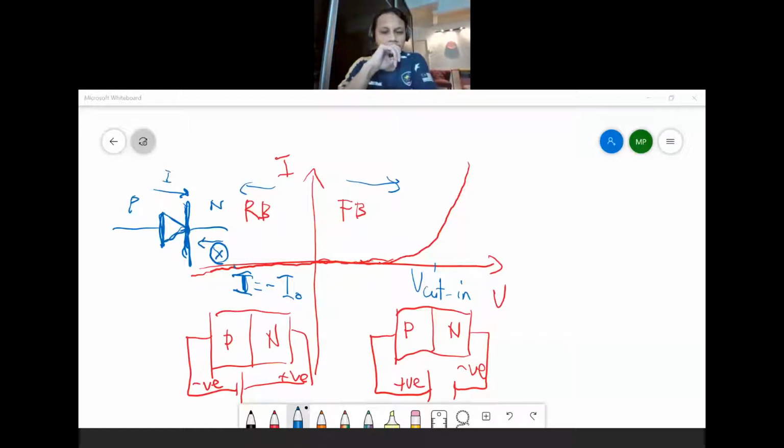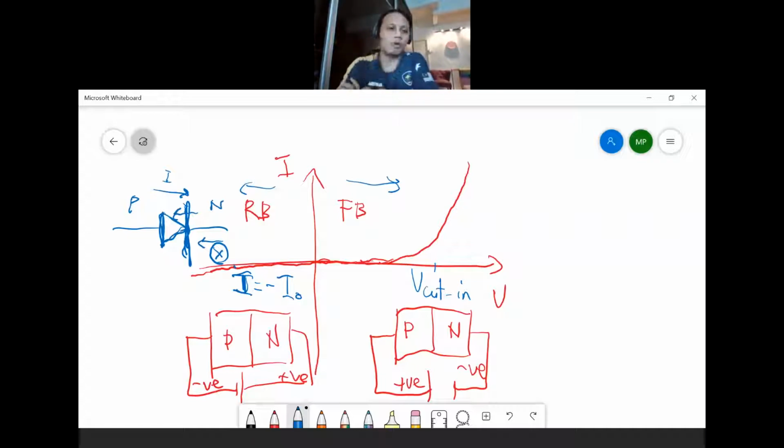Leakage current, right? I naught is leakage current. So that means even though the diode allows the current to flow in one direction only, we also have a small amount of leakage current flowing in the opposite direction, right? So it's not supposed to allow the current to flow to the left. However, we do have a little amount of current due to some leakage at the junction. So therefore you have the I naught, right?